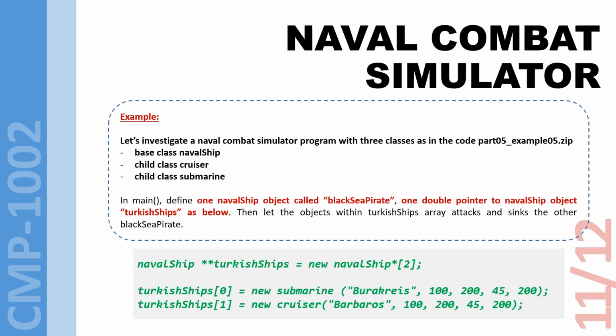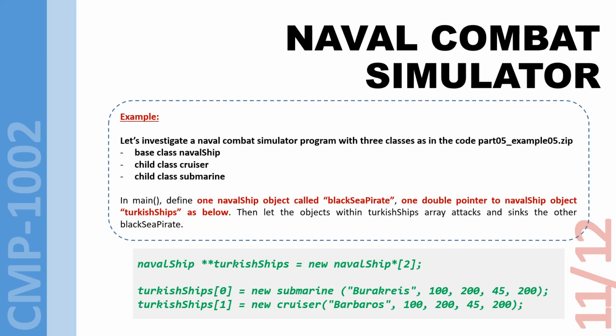In the main, what I want to do here in this program is, after defining all of these classes and all of their related data structures, local variables, and then functions, I'll be defining one naval object called Black Sea Pirate. So imagine that there's a pirate ship going around in the Black Sea. That is the Karadeniz in Turkish, by the way.